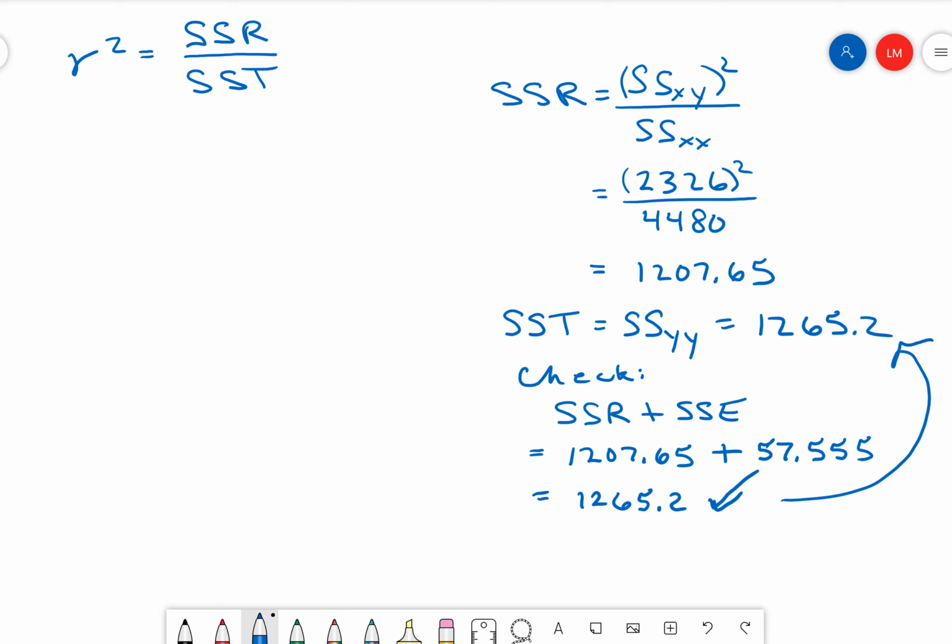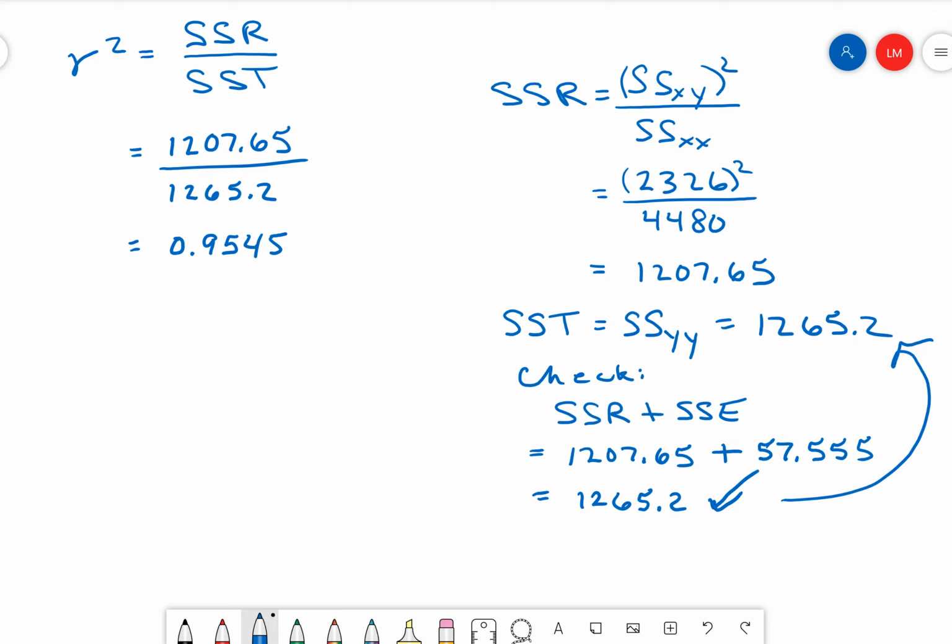All right, so we can then plug these values in. The sum of the squares of the regression was 1207.65. Our total was 1265.2, the sum of the squares of the y's. And we get 0.9545. Now you might be wondering, why didn't I just take the correlation coefficient and square it?